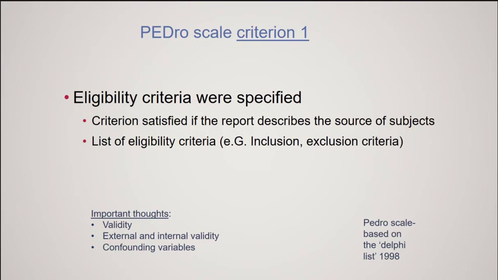Criterion number 1 on the Pedro scale. This is the first one, of course, and it asks the question, did the researchers specify the eligibility criteria? This criterion is satisfied if the report describes the source of subjects and a list of criteria used to determine who was eligible to participate in the study.